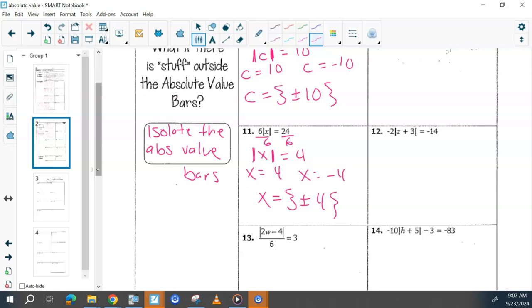Okay, let's try 12. What would be that first step? Divide, yes, just like 11. Avoid distributing because these are not parentheses. This is something I can't do anything inside until this is gone. So divide both sides by -2. Now it's isolated. Now I can drop the absolute value bars and set it equal to the positive and negative.